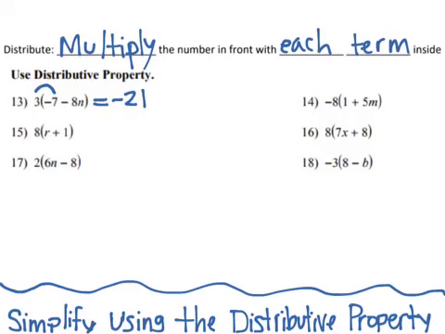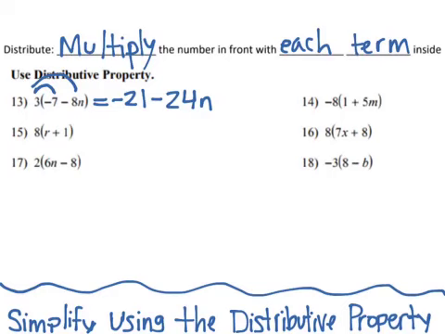And then we're going to multiply again the 3 times this negative 8n. So 3 times negative 8n gives us negative 24n, because positive times a negative is a negative. 3 times 8 is 24. And the n is still going to be attached to it. So that'll be our answer for the first one.